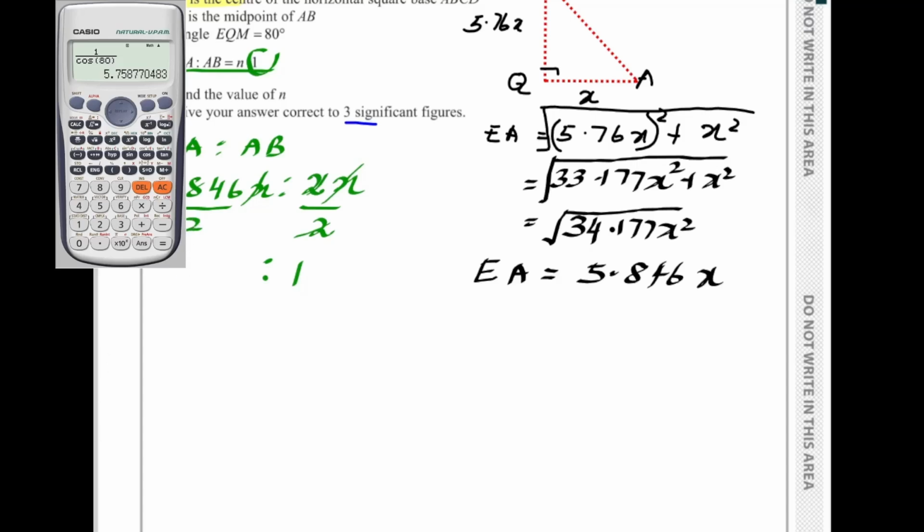Then 2 cancels out. Then this side I'm getting 1. Here, once we divide 5.846 by 2, I'm getting 2.92. Then n equals 2.92. So we are done with that.